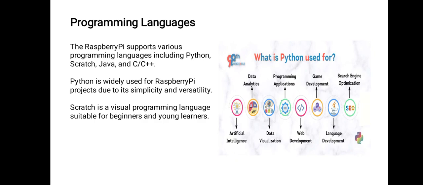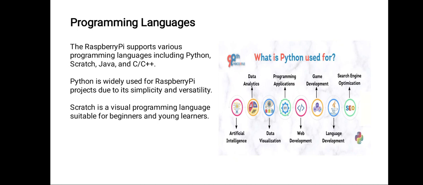Programming languages. The Raspberry Pi supports various programming languages including Python, Scratch, Java, C and C++, and so on. Python is widely used for Raspberry Pi projects due to its simplicity and versatility.